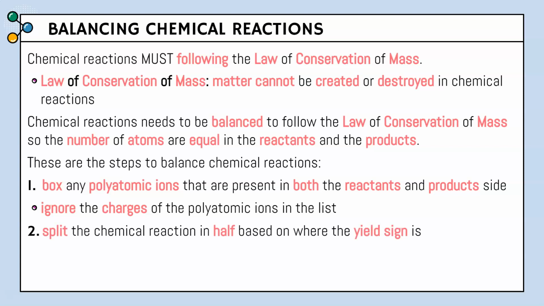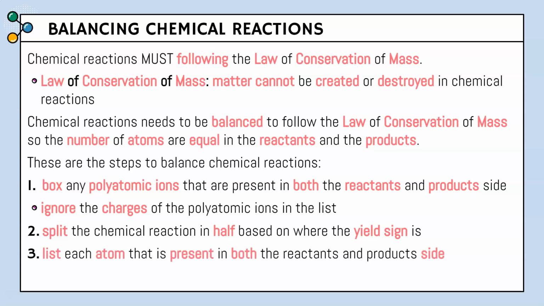Now, number 2. We're going to split the chemical reactions in half based on where the yield sign is. So we're going to split the reaction in half. So it's split to the reactants only, then the products only. 3, we're going to list each atom that is present in both the reactants and product side. And anything that was boxed, if you boxed anything, just rewrite them as is. We don't want to split up anything that's boxed.